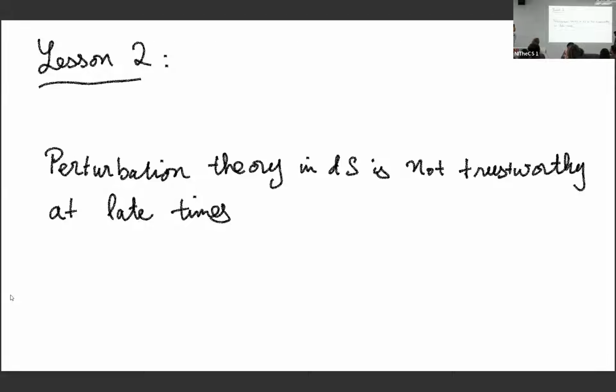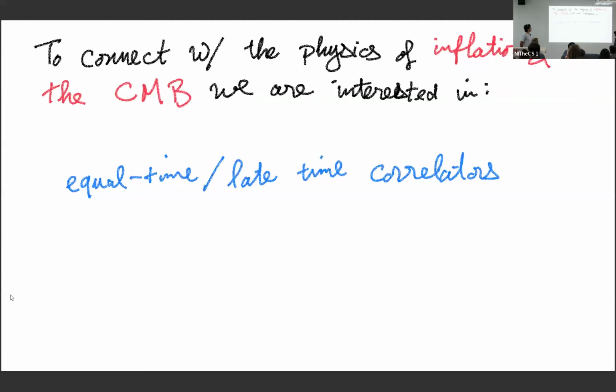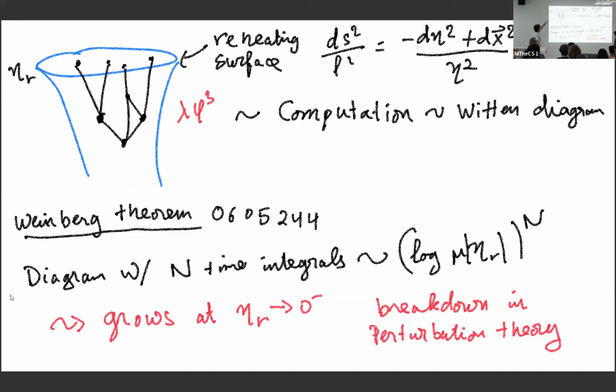Okay, the second lesson that I want to tell you is that perturbation theory in de Sitter is not trustworthy at late times. Why am I concerned with late times? Well, remember I told you that de Sitter is an important geometry for inflation. And in inflation, we're looking at the last moment of the expansion of the universe, and we're looking at correlations across the sky. So this is the kind of diagram I'm talking about. This is the inflating universe, and we're looking at correlations across the sky. And usually they're computed using some diagrammatic techniques that look like this. We integrate over some interaction vertices in the bulk of this inflating universe.